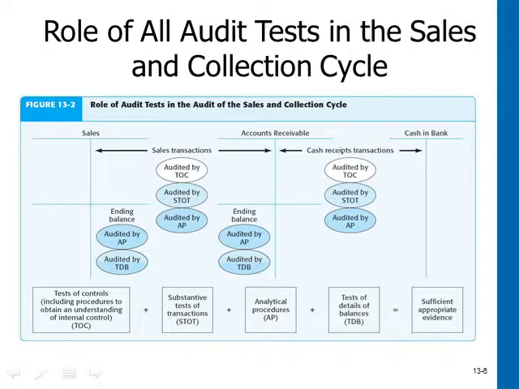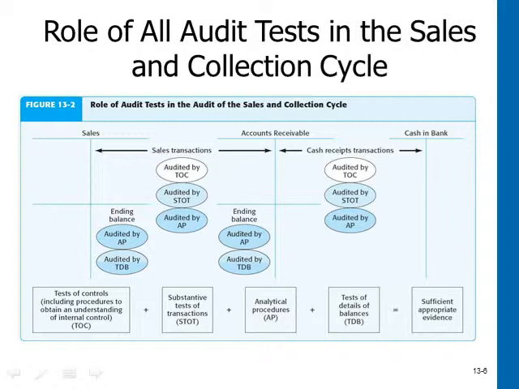So we first audit the sales transactions and the cash receipts transactions by obtaining an understanding of the internal controls and then testing these controls for adequacy. The result of this testing and this understanding will inform the level of substantive tests of transactions, or this STOT, that we apply to these transactions.